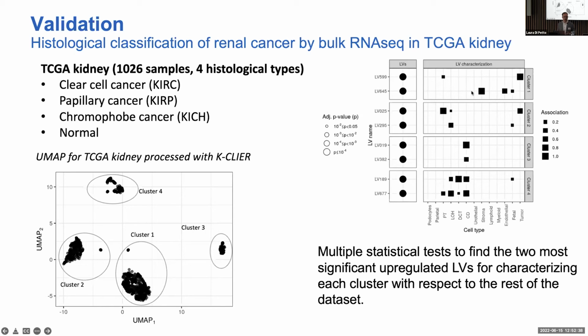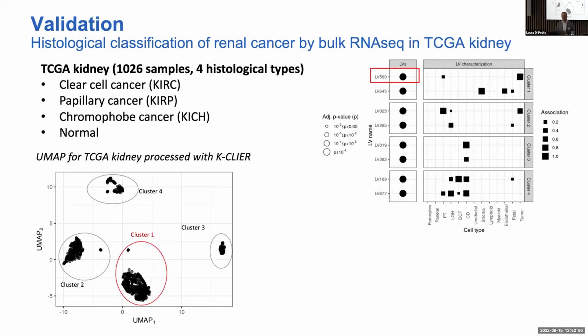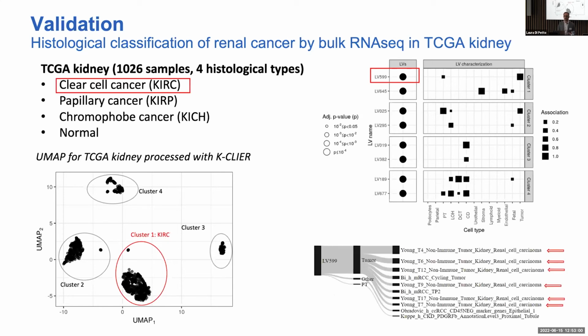Statistically speaking, what we are doing is doing multiple tests for trying and finding the most significant latent variables in characterizing each cluster. Now, if we have a closer look to, for example, the first cluster and LV599, and we look inside the structure of association of LV599, what we find in this case is many signatures which are associated to clear cell carcinoma. So we could conclude that actually this should be the cluster of clear cell carcinoma samples.